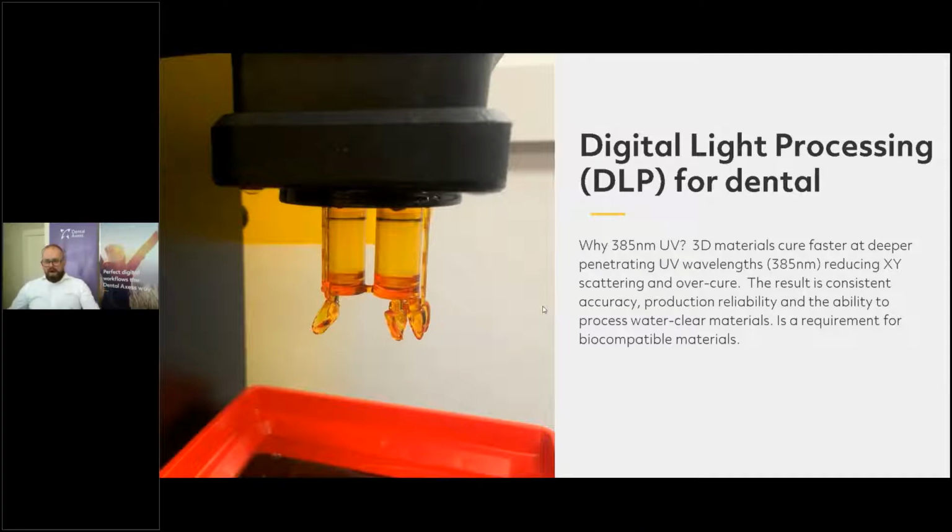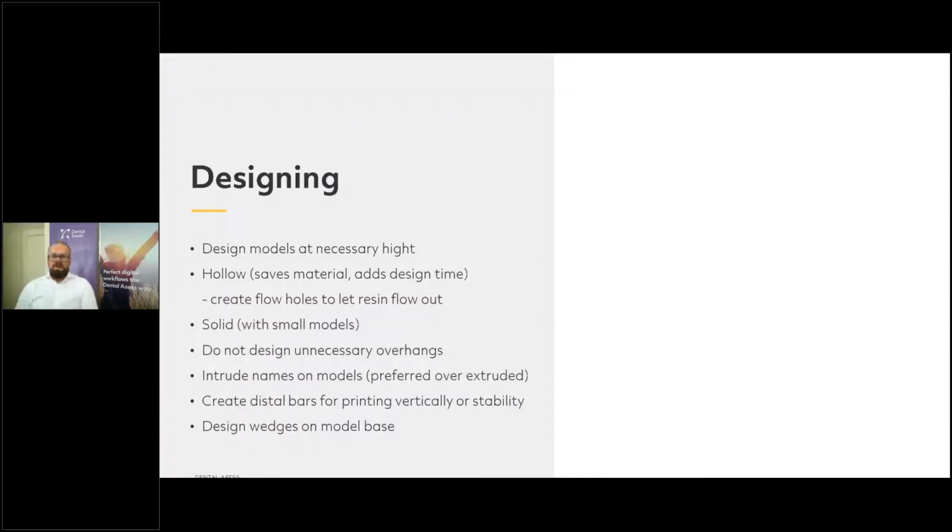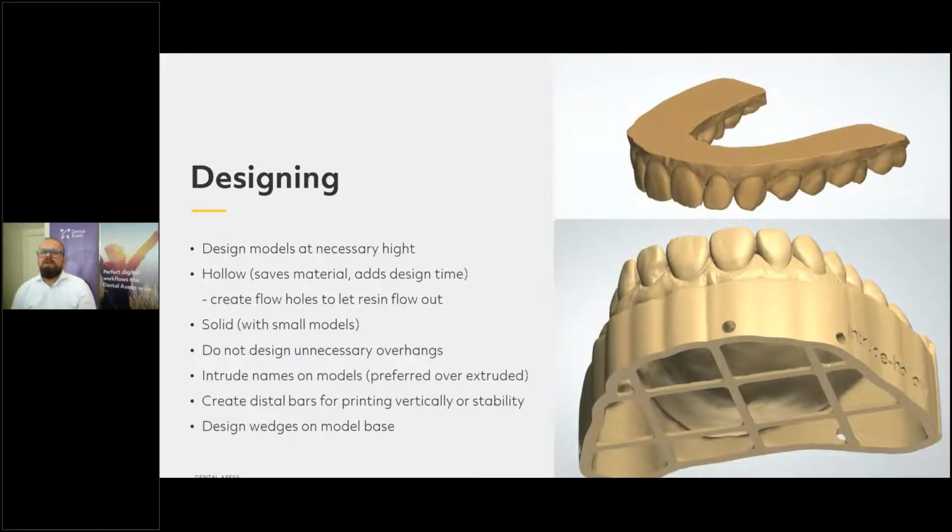I'm going to talk to you a little bit about, like I said before, the designing. There are different ways you have to think about when you design a model. How are you going to produce it? If we have a model for an appliance, like a clear aligner, you don't need the entire height of the model. You just need the gingiva overflow, basically where the gingiva starts. If you look at the top right, you don't need a very high model. This saves a lot of time and material.